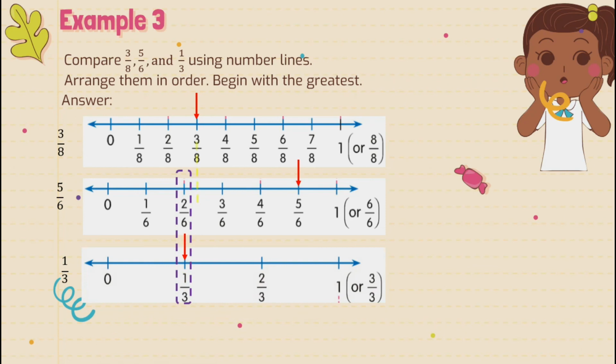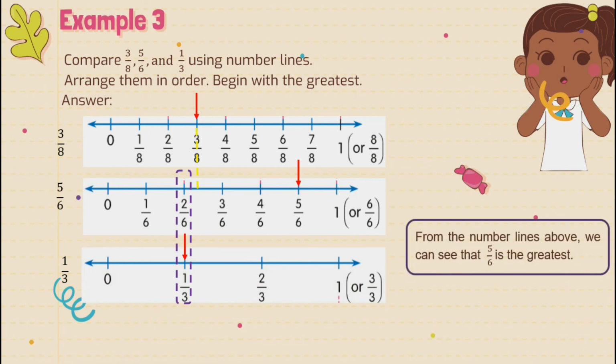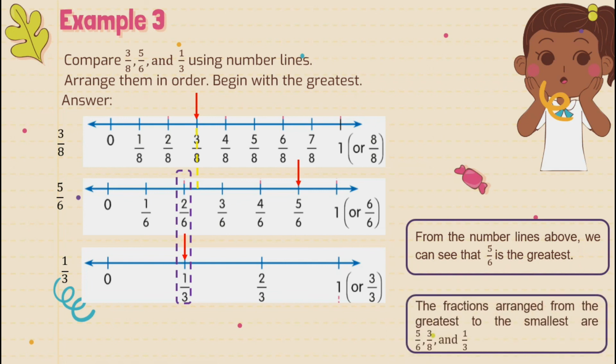So, we can find that 3/8 is greater than 1/3. From the number lines above, we can see that 5/6 is the greatest fraction. The fractions arranged from the greatest to the smallest are 5/6, 3/8, and 1/3.